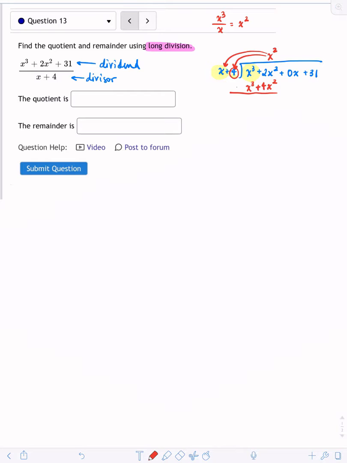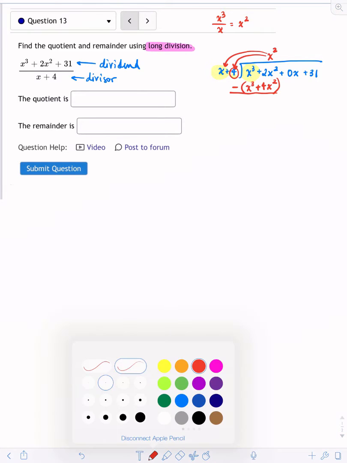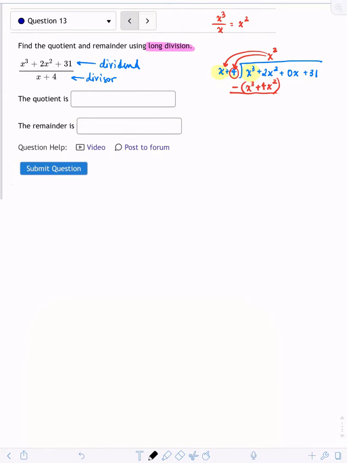Now what you want to do is subtract these first two terms, right? But you could do it like this, or you could just automatically go in and say, okay, this is going to be minus, and then add. So x cubed minus x cubed, those cancel, and 2x squared minus 4x squared gives you negative 2x squared. Now you would drop down the next term, which is 0x, right? Because there's no linear term.